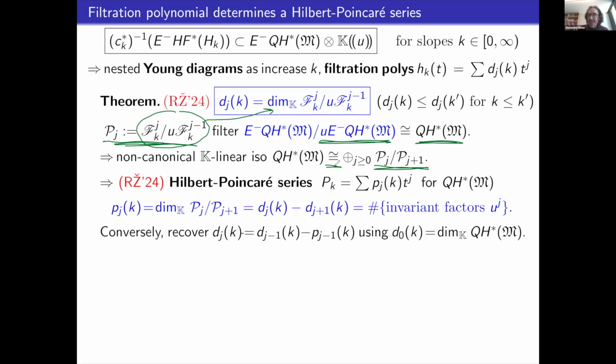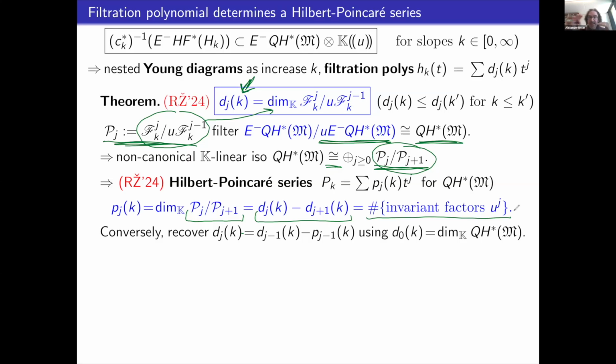And the Hilbert-Poincaré series is just a formal series with this formal variable t, where the coefficients are telling you the dimensions of these summands. So it's telling you basically the dimensions of how you're filtering. And so what we're getting is this Hilbert-Poincaré series, and we're getting the dimensions of these successive quotients. They're the differences of these interesting D parameters, the dimensions of the U to the -J slices. And these dimensions are exactly the number of invariant factors of the particular power U to the J.